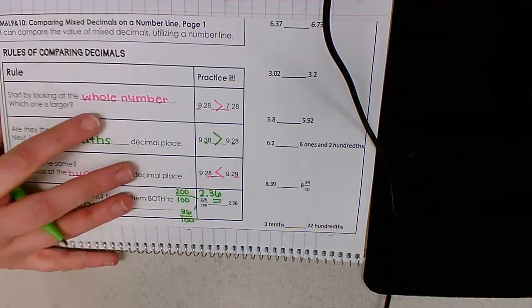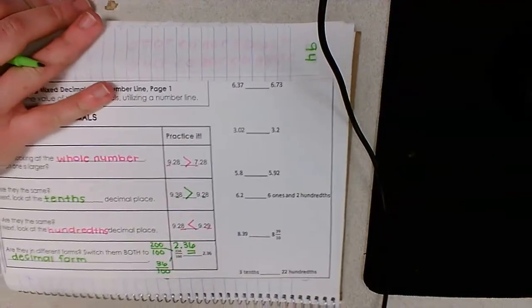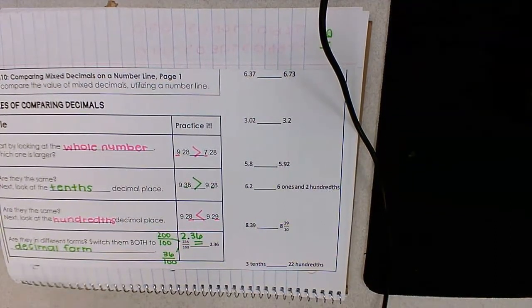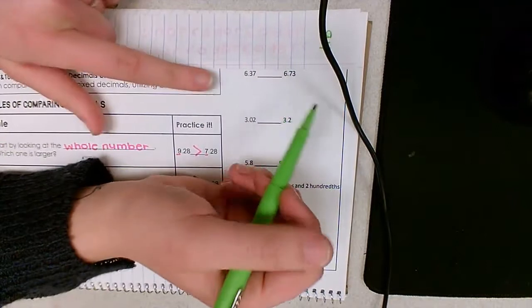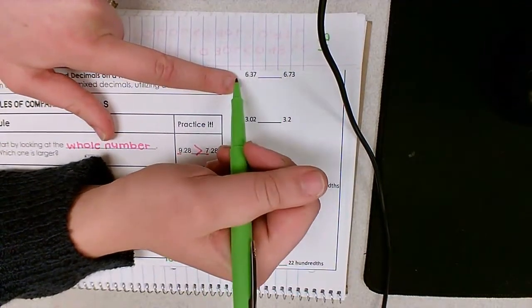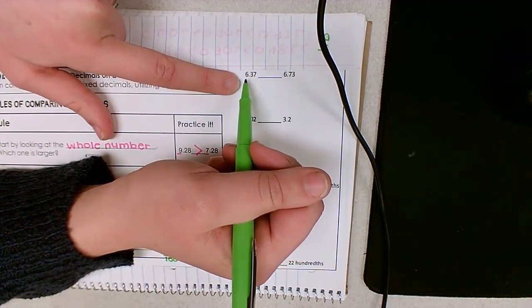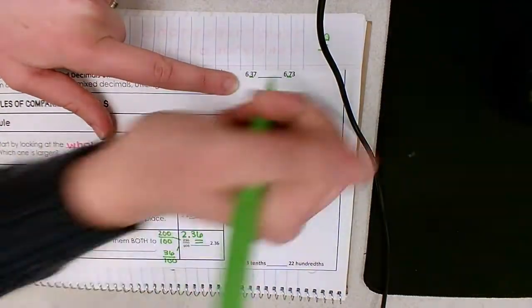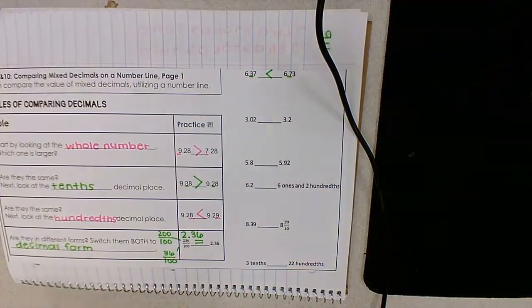Let's look at some examples of mixed decimals that might be in the same form or they might not be, and let's practice some of these rules. All right, I'm noticing our 6 and 6 are the same, so I got to go to the next place value, my 10th place. 3 versus 7. 7 is larger.